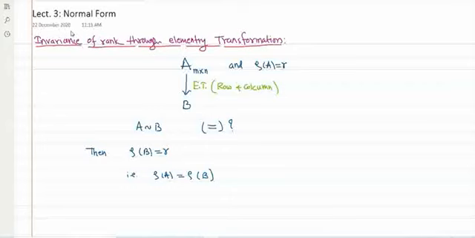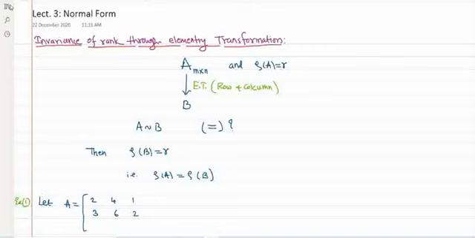So for example, anyone can recall yesterday's first matrix? Yesterday's first matrix. So let A be equal to the first matrix: 2, 4, 1; 3, 6, 2; 4, 8, 3. Okay, this is the first example.